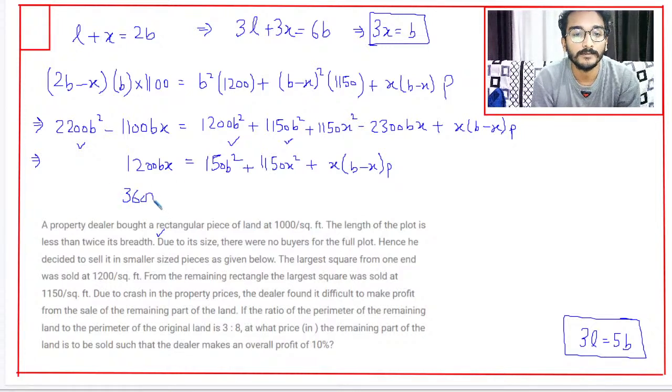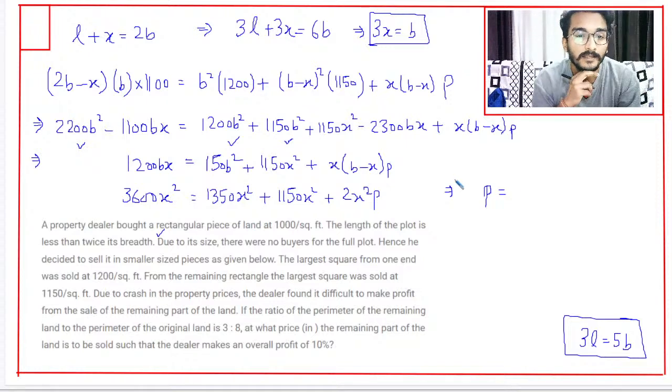So b is 3x, it is 3600 x square. B is 3x, it is 9. And 15 into 9 is 135, and it is a square. Plus 1150 x square. And b, 3x minus x, is 2x. It is 2x square into p. So x square is getting cancelled out. We can easily find p value, which is 1350 plus 1150. It is how much? It is 2500. 3600 minus 2500 is 1100. 1100 divided by 2. The answer is 550. So this was the answer.